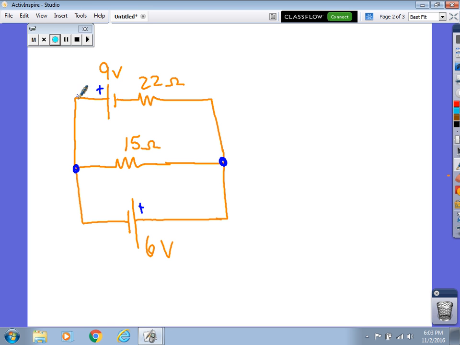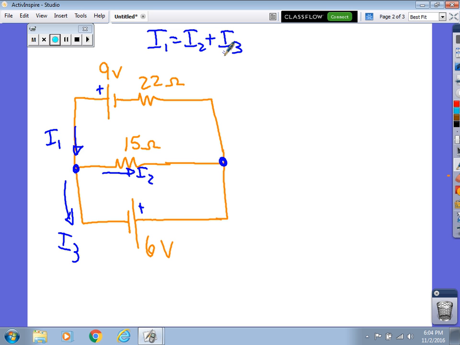So if I imagine the current coming out of here, I'm going to call this I1. And I'm going to call this I2 because it splits. And I'm going to call this I3. So now I've got my equation to start off with. I1 is equal to I2 plus I3. Cool? So there is one that we've got done.